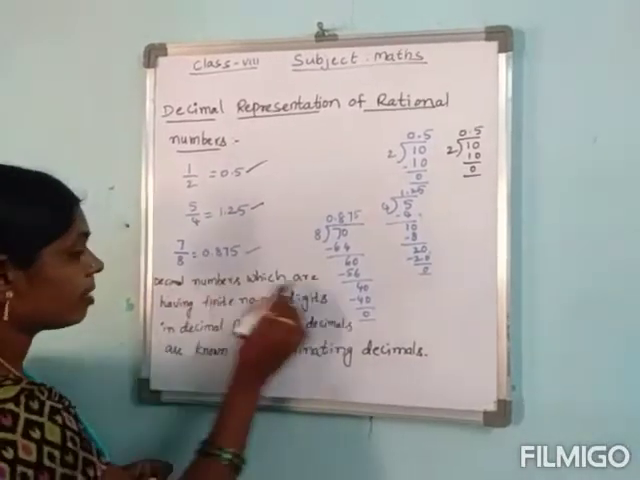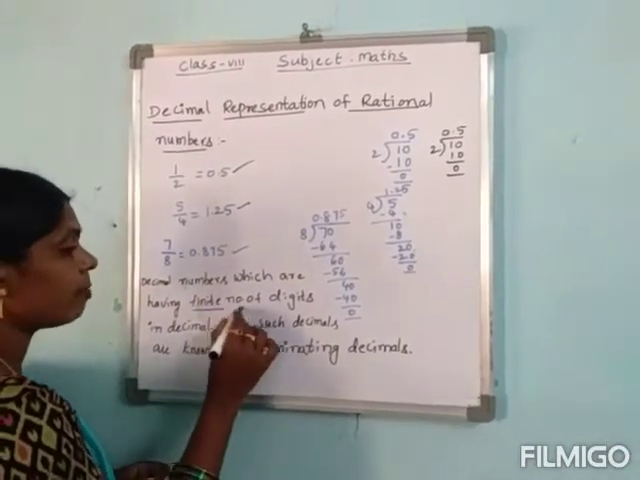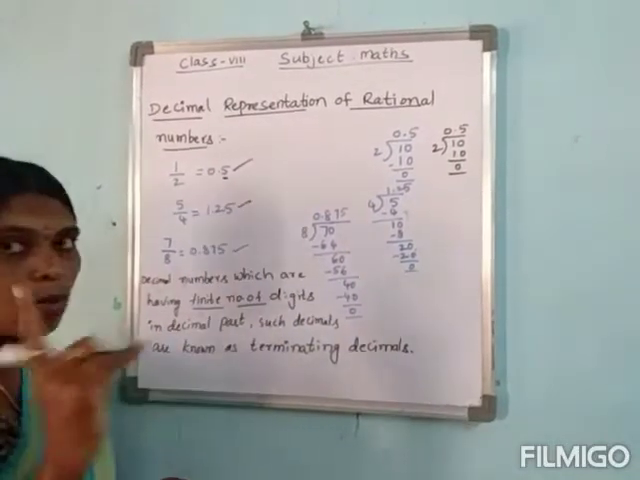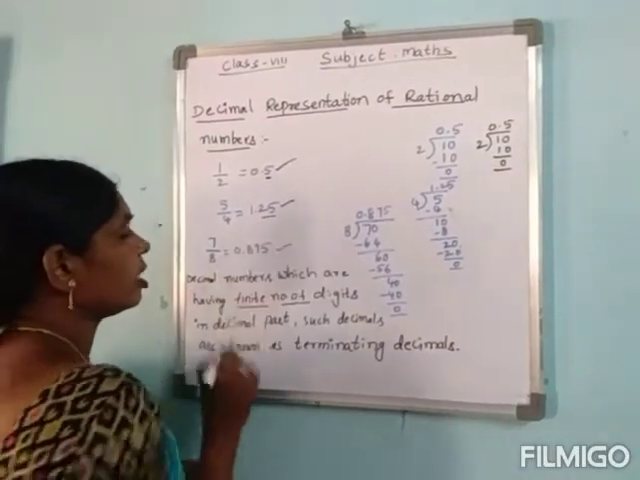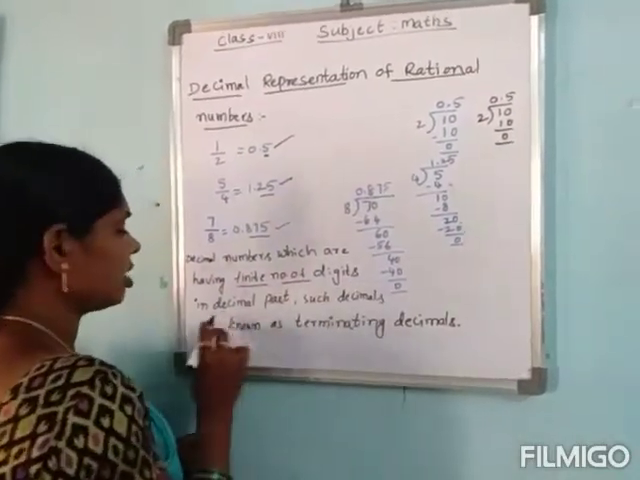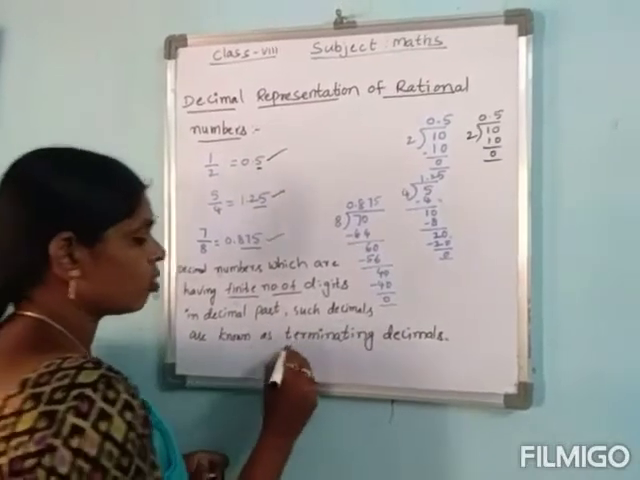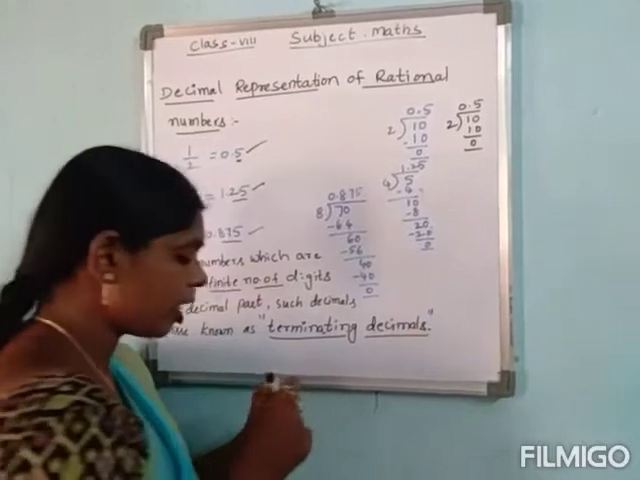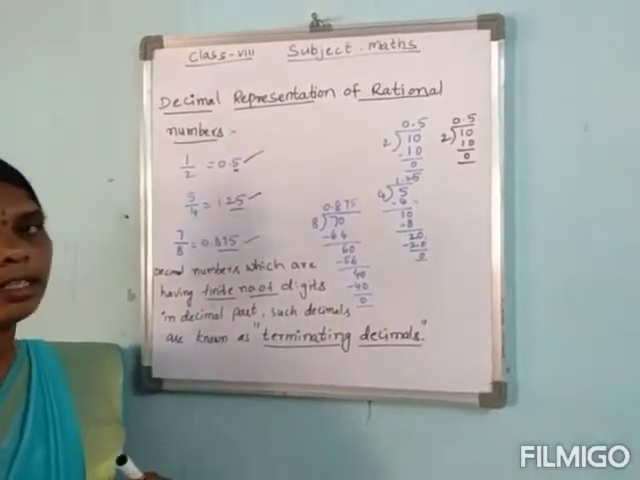So decimal numbers which are having a finite number of digits in the decimal part, how many digits? 1 digit. Here 2 digits. Here 3 digits. So a finite number of digits in the decimal part, such decimals are known as terminating decimals. It is very important. Terminating decimals.